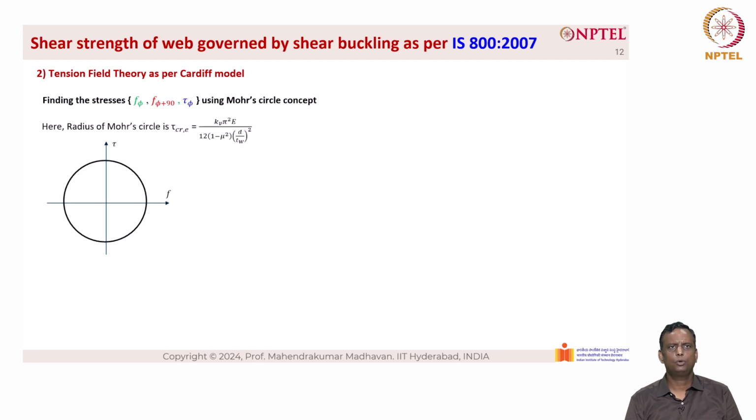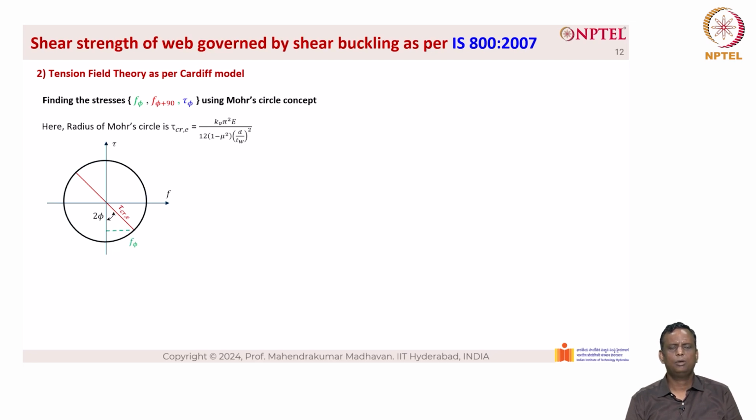Here the radius of the Mohr circle is tau critical E, which is given as k_v pi square E divided by 12 into 1 minus mu square into (d by t) the whole square. And you can see that in the x-axis it is F and in the y-axis it is tau, and it is making an angle of 2 phi, and the radius is defined as tau critical E.